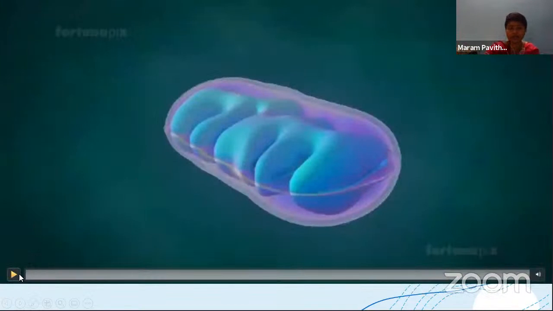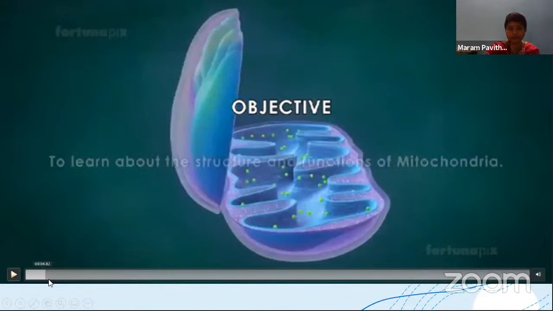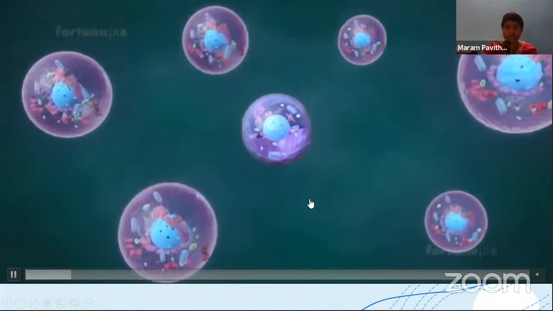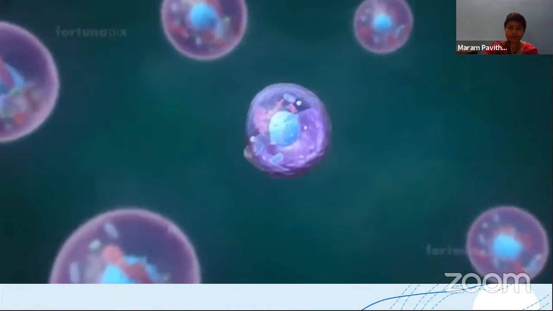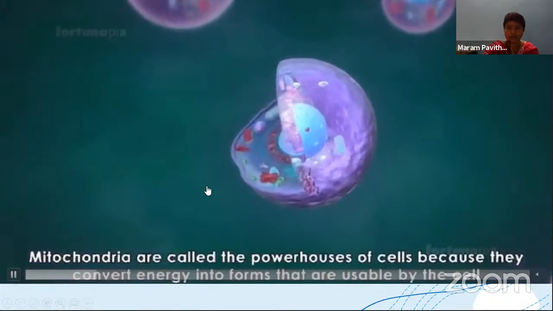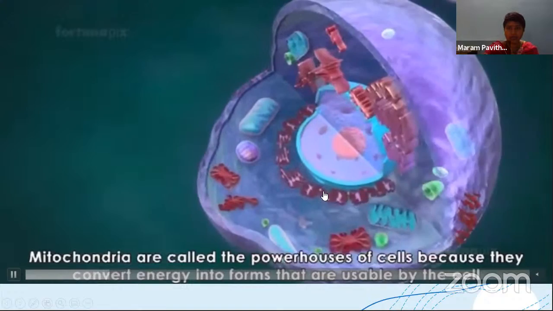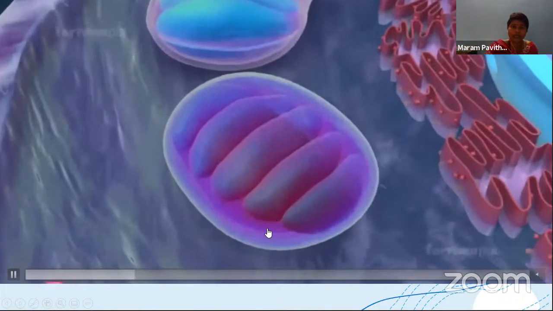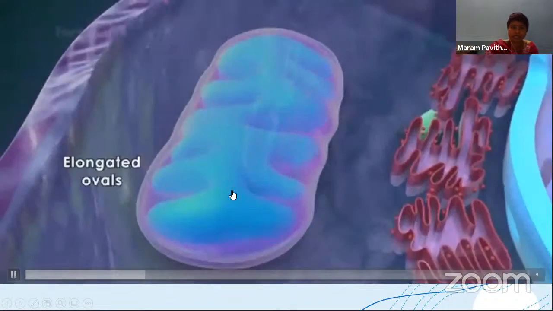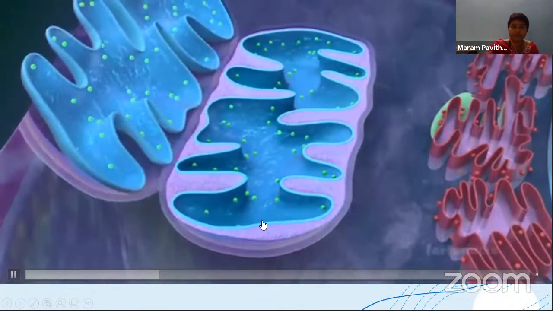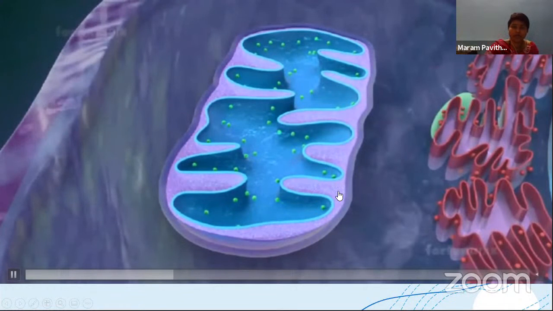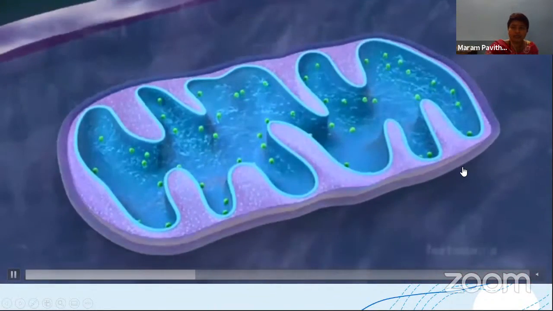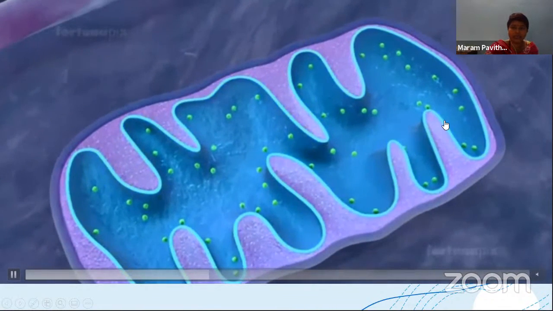Now I want to show you the structure of mitochondria. These are the animal cells. There are different types of organelles present in a cell. You are observing the different kinds of organelles which we had already learned about in 9th class. This one is the mitochondria, which is spherical in shape. This is the elongated oval shaped mitochondria. Mitochondria are called the powerhouses of the cell. This is the outer membrane, which is smooth, and this is the inner membrane, which has many foldings. Those foldings are called cristae.